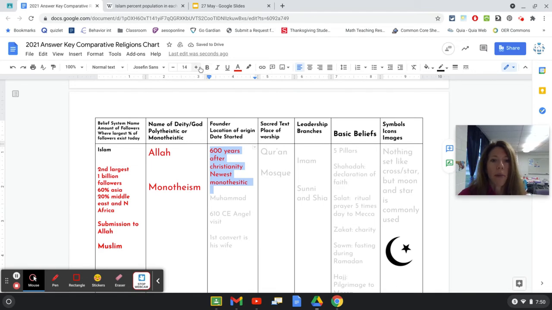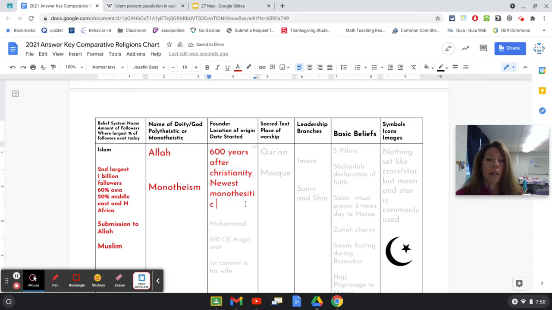I'll try and make that a little bit bigger. One more. Yeah, there we go. So I've got the edges cut off now, but you get the idea. So 600 years after Christianity, it is the newest monotheistic religion.